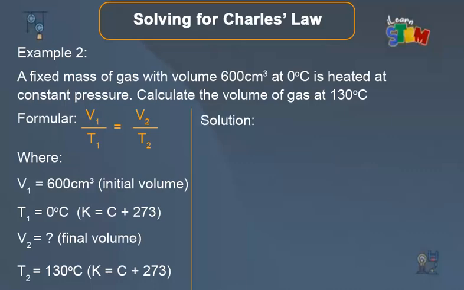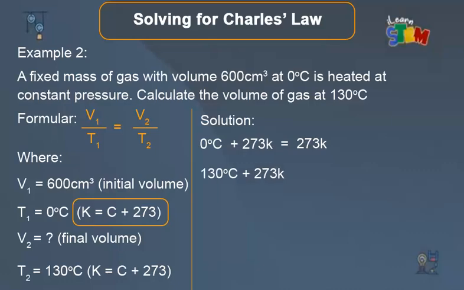Solution. First, let's do the conversions. From our previous lesson in heat energy and temperature, we learned that to convert Celsius to Kelvin, we simply add 273. K equals C plus 273. For our first value, 0 degrees Celsius plus 273 Kelvin gives us 273 Kelvin. For our second value, 130 degrees Celsius plus 273 Kelvin gives us 403 Kelvin.